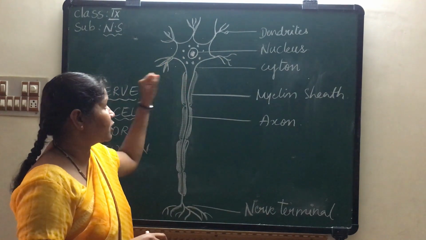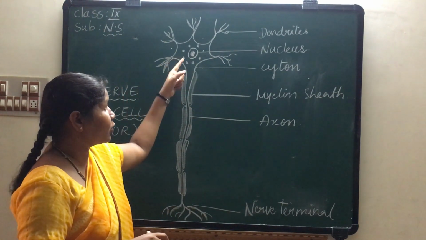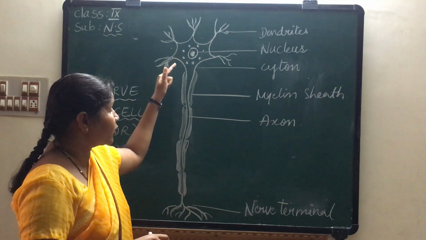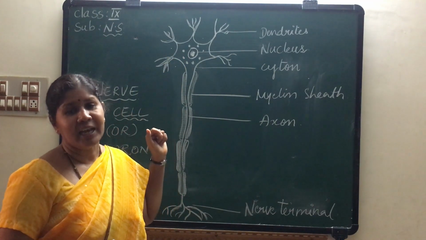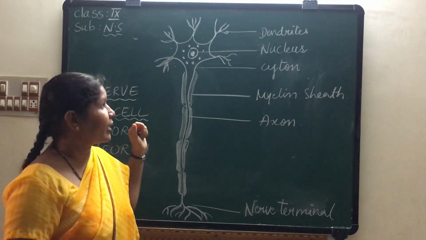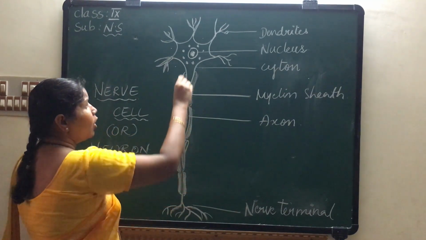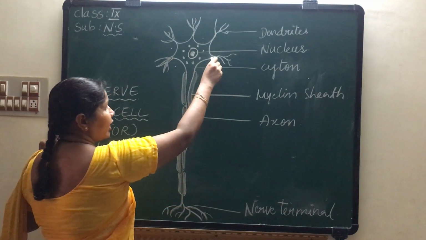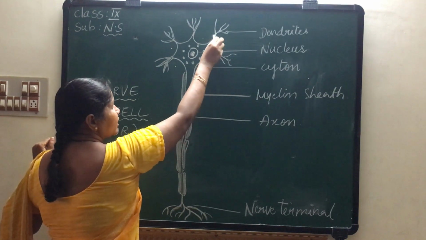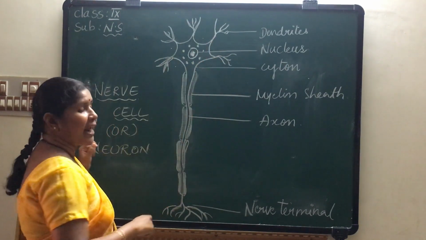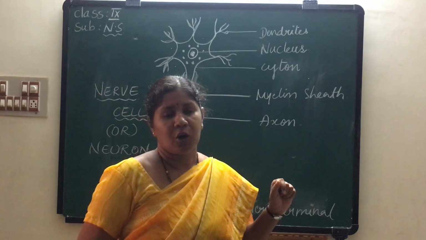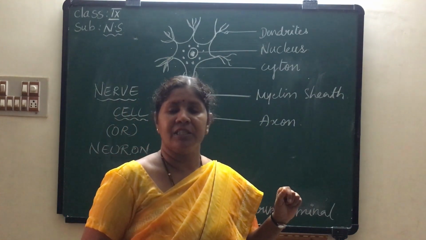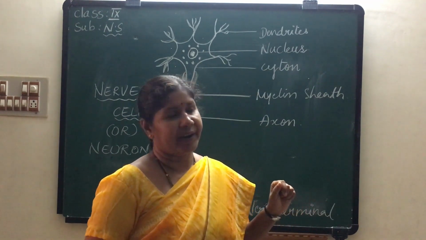So a round shaped structure you can find. Inside that you can find the nucleus. Surrounding the nucleus you can find round shaped structures called Nissl granules. And on the round shaped structure you can find projected structures which end with a branched hair-like structure called dendrites. These are called the dendrites.